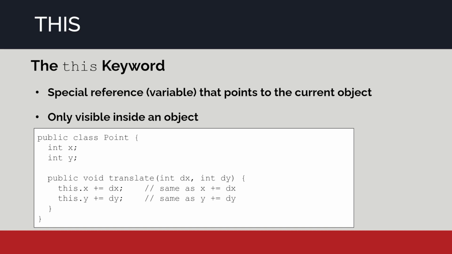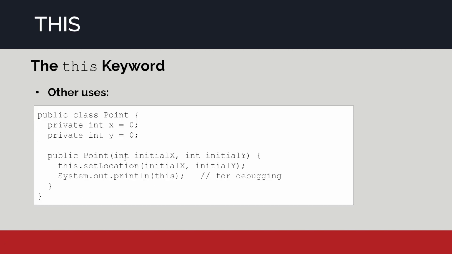This is only going to be visible inside the object. It can also be used to access not just fields, but methods. Remember in our Point constructor, we call setLocation. Well, you can call setLocation by using this dot in front of the method. I don't find using the this keyword for methods as useful because it doesn't communicate as much information as I think it does when you're accessing variables.